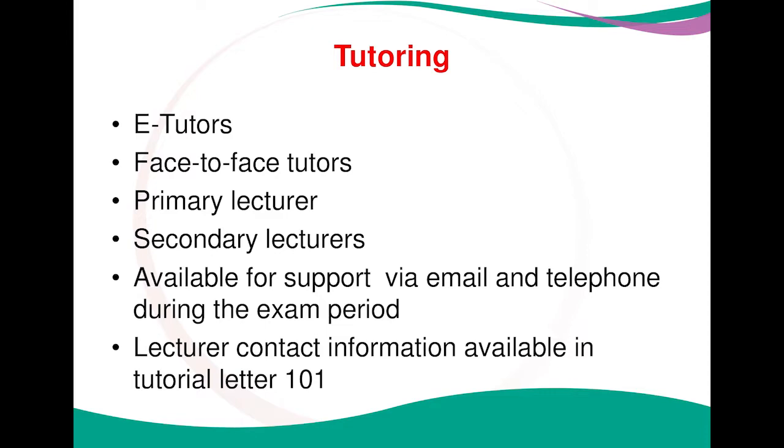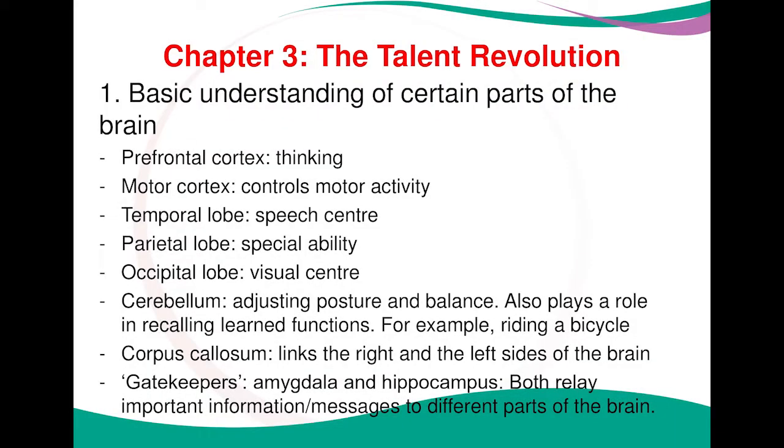Okay, so let's quickly go through a few of the chapters from your prescribed textbook. Let's start with chapter 3. This is one of the most important chapters in the textbook. You would have noticed that for your multiple choice question assignment 1, a lot of the questions were taken from this chapter here. And the reason for that is that you need to have a basic understanding of certain parts of the brain, and you'll see on the slide in front of you, I've given you some of the basic areas that you need to have an understanding of. I will not go through all of it. You can read on that in your own time.